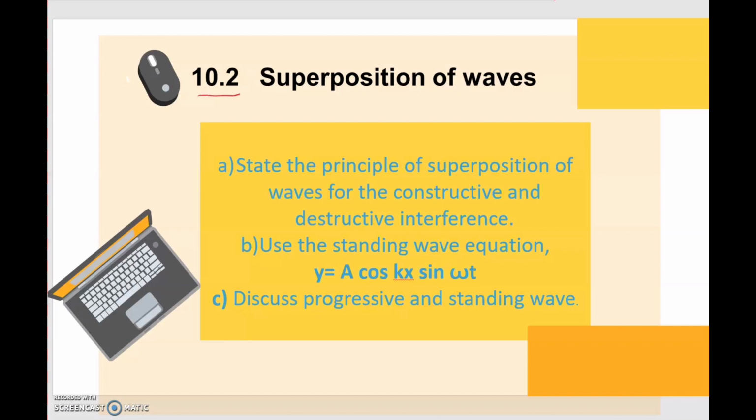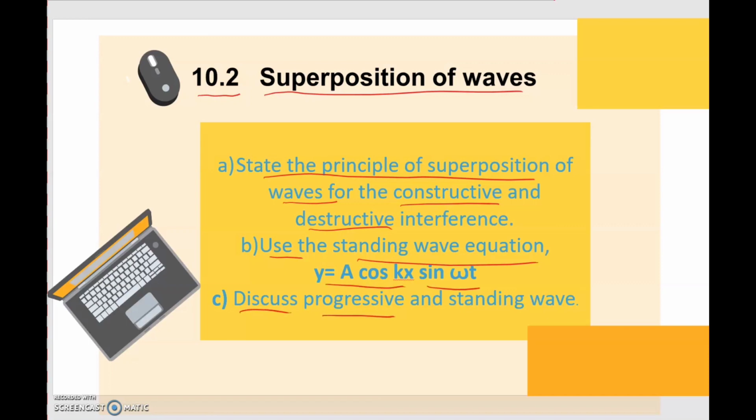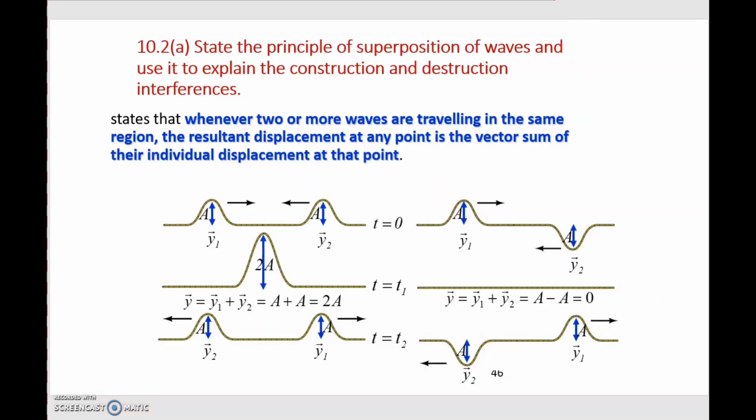Okay, so now let's move to 10.2. We have superposition of wave. At the end of this chapter, you should be able to state the principle of superposition of the wave for constructive and destructive interference, use the standing wave equation where y is equal to a cos kx sin omega t, and discuss progressive and standing waves.